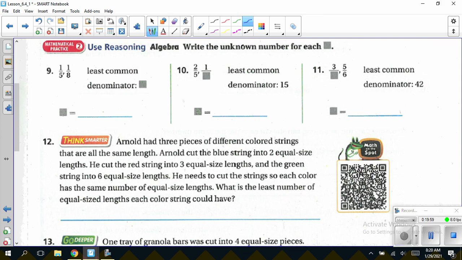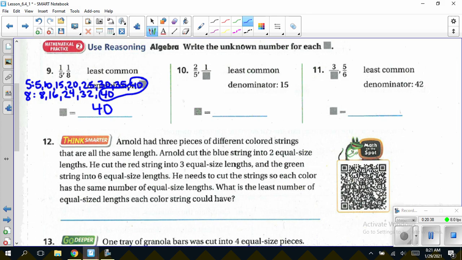So we can list our multiples of 5 and 8. So we know 5, 10, 15, 20, 25, 30, 35, 40. Now if you can do this in your head, you don't have to show your multiples. For 8, I have 8, 16, 24, 32, and then 40. So notice that our LCD would be 40.